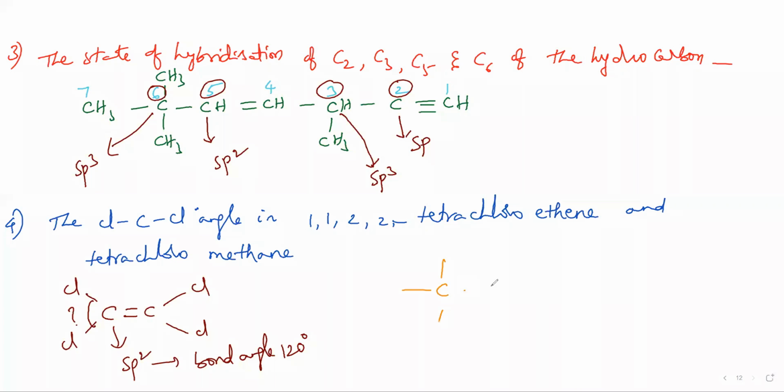Tetrachloromethane. Now this is attached with only single bonds. That means what is the bond angle? Hybridization sp3. In sp3, what is the bond angle? 109 degrees 28 minutes. So based on hybridization, you can easily determine bond angle. Done? Next compound, next question.